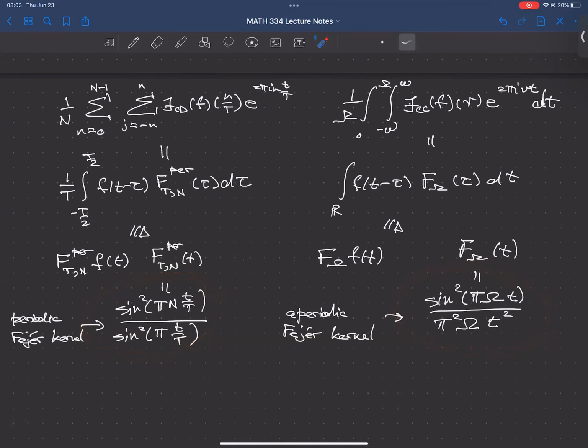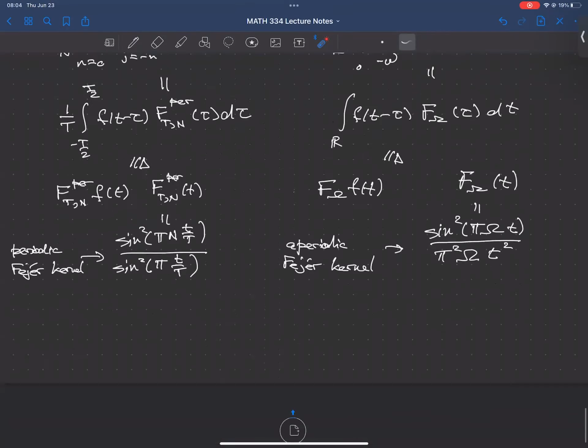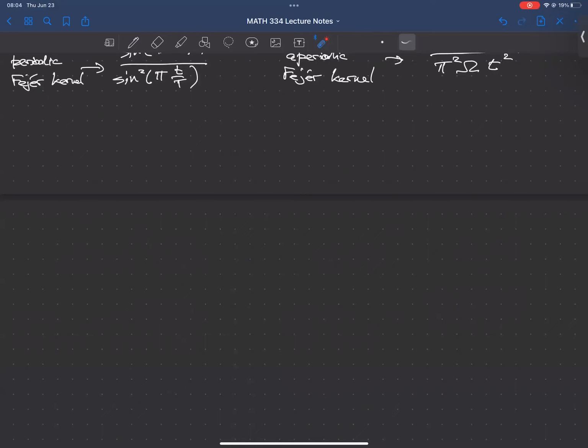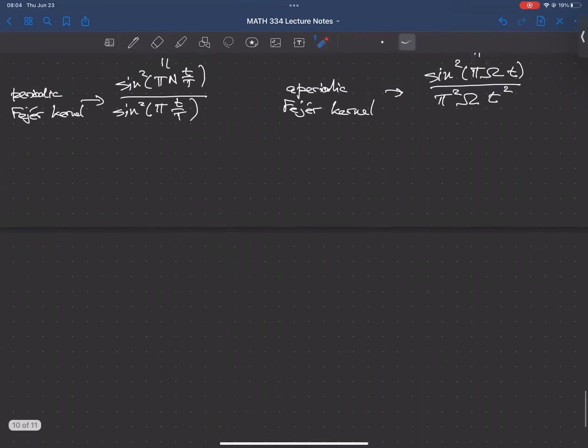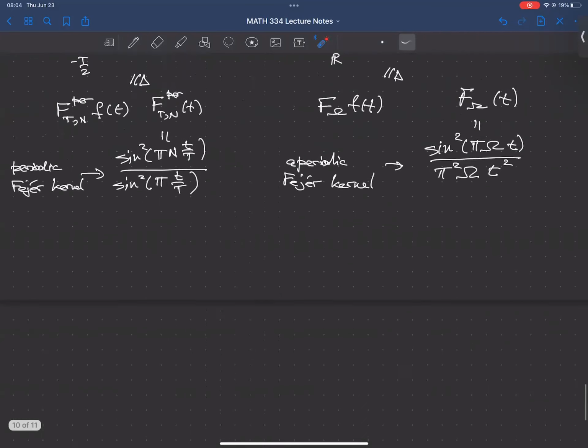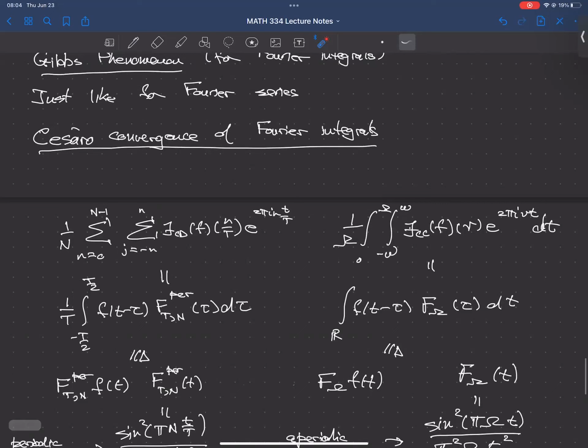For small t's, they look exactly the same, again assuming some relationships between n and omega so that things make sense. So you get these really rather deep connections between kernel functions and inversion of the transform and so on. And so then just like for the CDFT, you get very nice convergence properties for these averaged partial integrals.